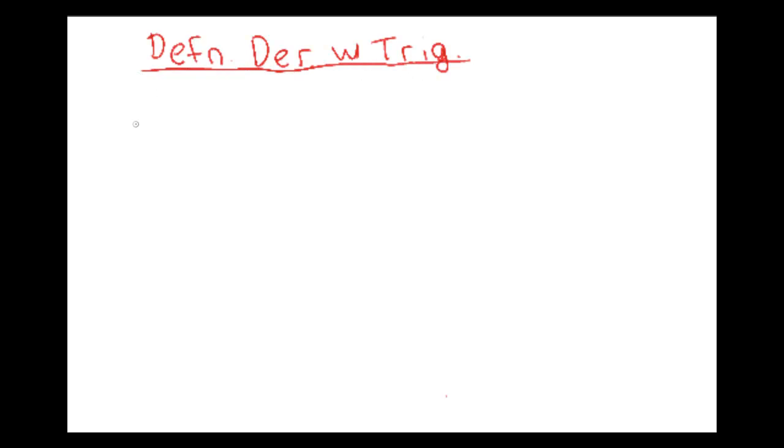Today we're going to be looking at the definition of the derivative with a trigonometric example. And the example I'm going to use will be, I don't know, let's do y equals 5 cosine of 3x. So the first step would be to plug in.